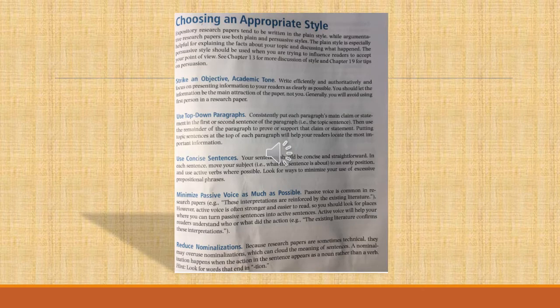Okay, choosing an appropriate style. Expository research papers tend to be written in the plain style, while argumentative research papers, the one we're writing, use both plain and persuasive styles. So we spoke about the idea of having a hybrid paper, both expository and argumentative. And you can see here how they're both beneficial to speak in the plain style, but also the persuasive style. Combining those two. The plain style is especially helpful for explaining the facts about your topic and discussing what happened.